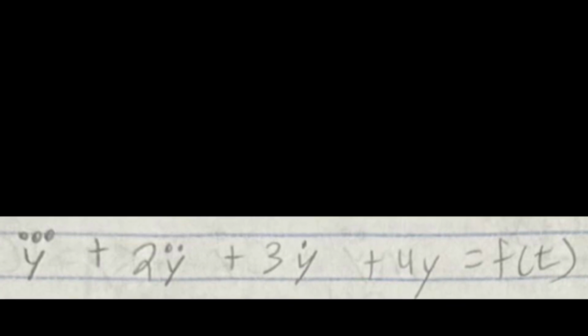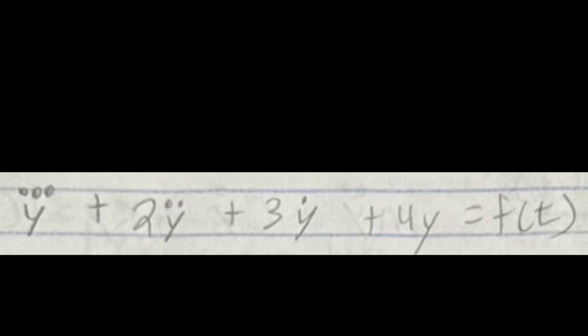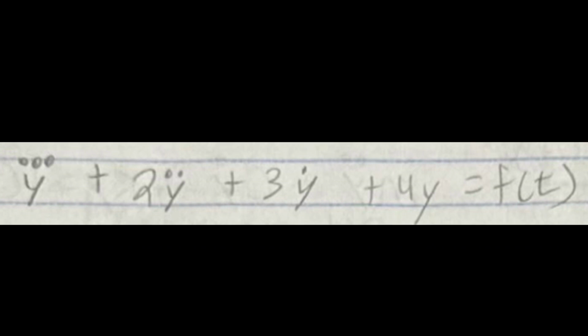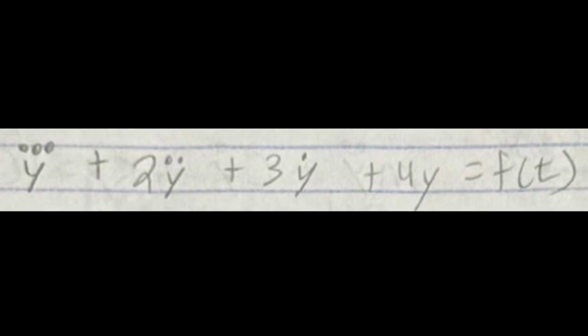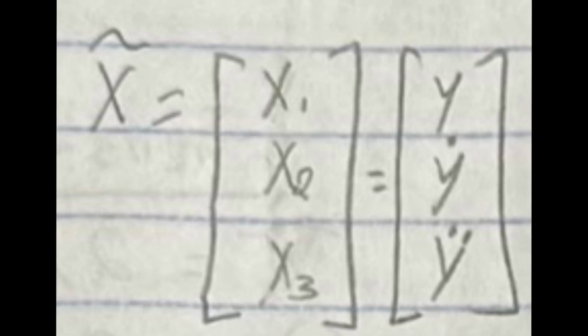Let's look at an example of a third-order linear ODE. Our system is y triple dot plus 2y double dot plus 3y dot plus 4y equals f of t. Let's set up our state vector. x1 is equal to y. x2 is equal to y dot. x3 is equal to y double dot.